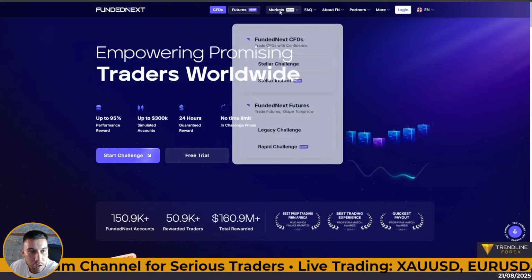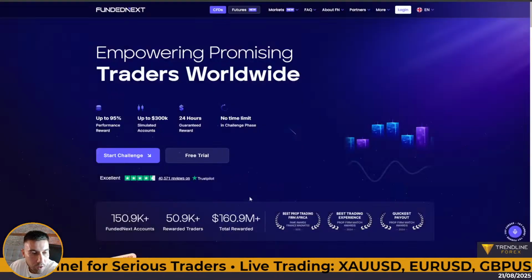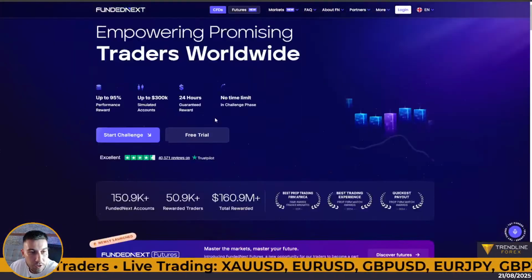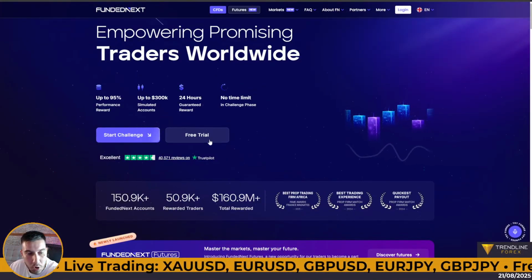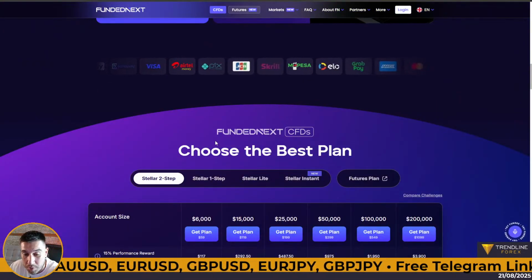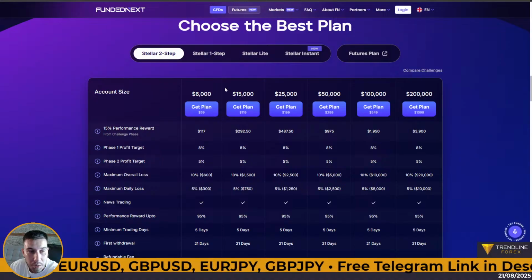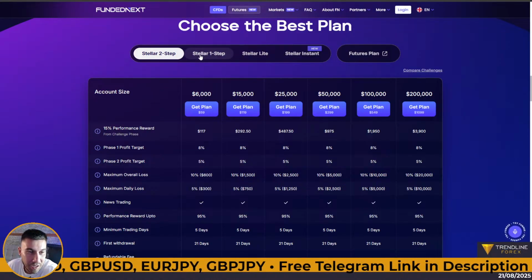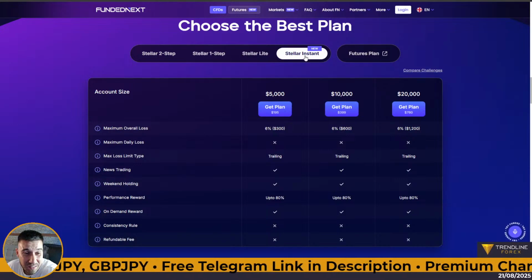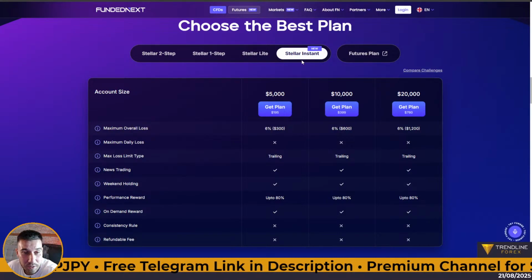So you've got a free trial as well. Just like with FTMO, you can go for a free trial and test your skills before you actually pay for a challenge. But as you can see, they've got Stellar 2-step account, Stellar 1-step account, Stellar Light, Stellar Instant. You can go instant and get funded. Is that what it is?